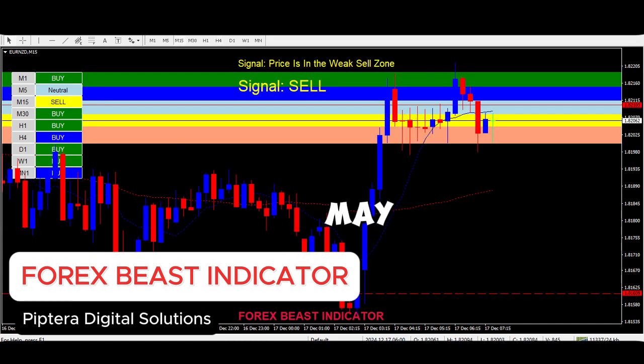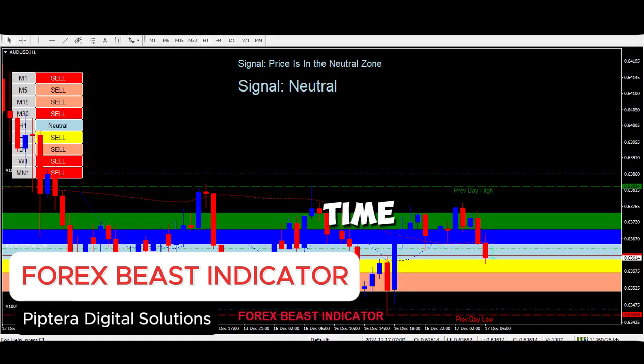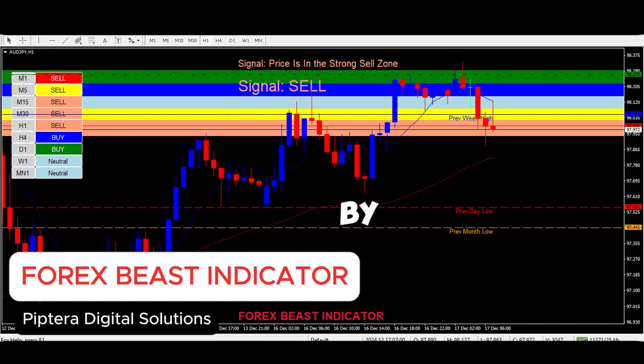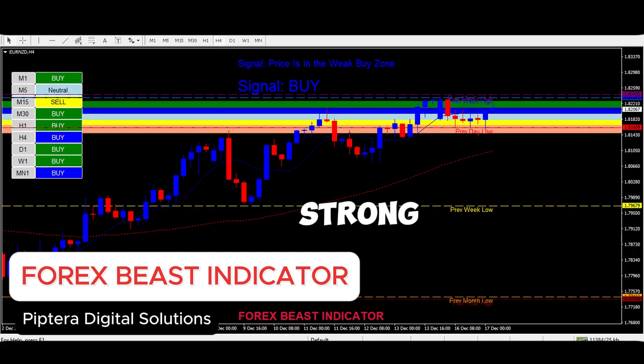For example, you may take a sell trade when all time frames show strong or very strong sell signals with a bearish candlestick. Same with the buy trade. Consider taking buy trades when all time frames are showing strong or very strong buy signals with bullish candlestick formation.